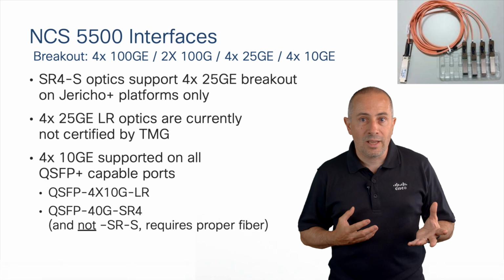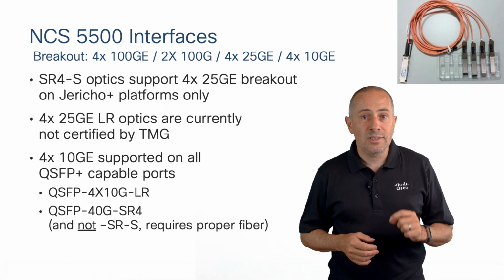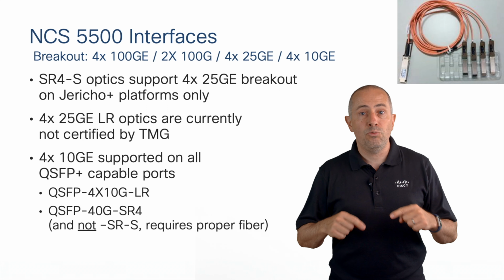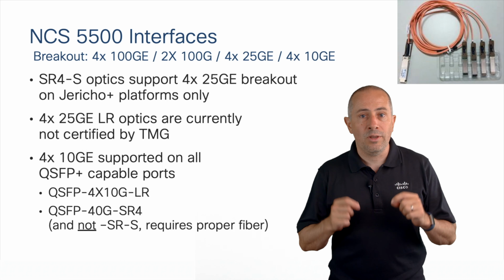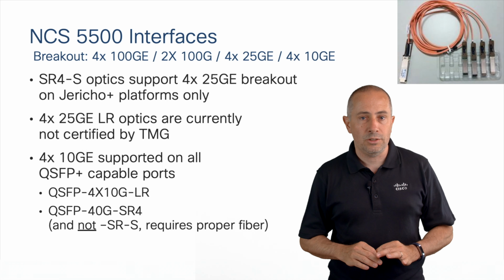4 by 10 gig breakout is supported pretty much everywhere except with the SRS. Every time you have a QSFP port, you can insert a QSFP plus optic and break out to 4 times 10 gig. One more time, I invite you to take a look at the TMG matrix page and you will have the latest information. If you only have QSFP ports in your system and you need to connect one or a few SFP ports, we have a solution in the form of a mini adapter called QSA.